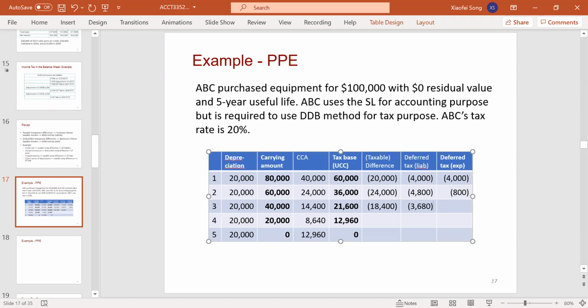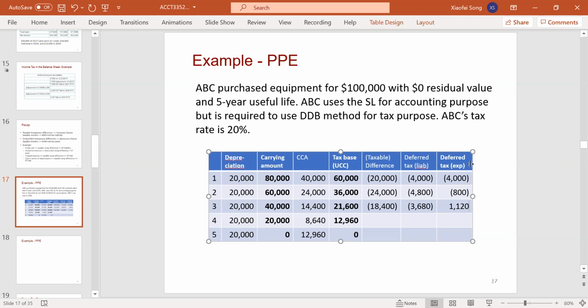So this is where the reversal started. Like the difference started with 4,000, got more to 4,800 and gradually reverses, because by the end of that, there'll be no difference, right? So we need to debit deferred tax liability by 1,120, and therefore we need to credit deferred tax benefit.